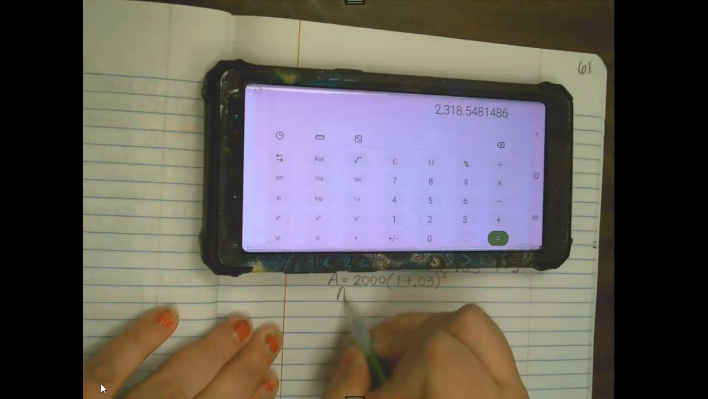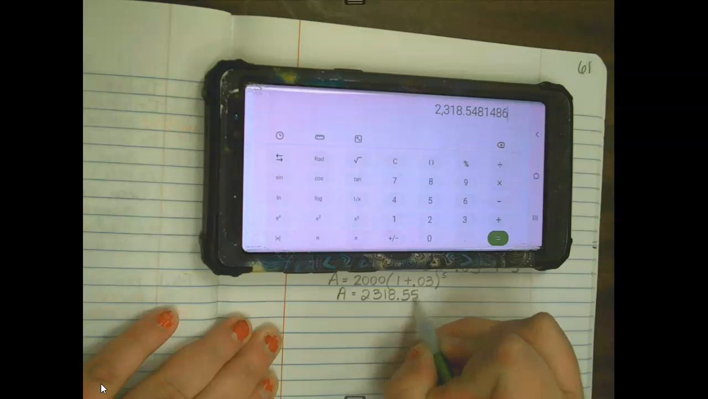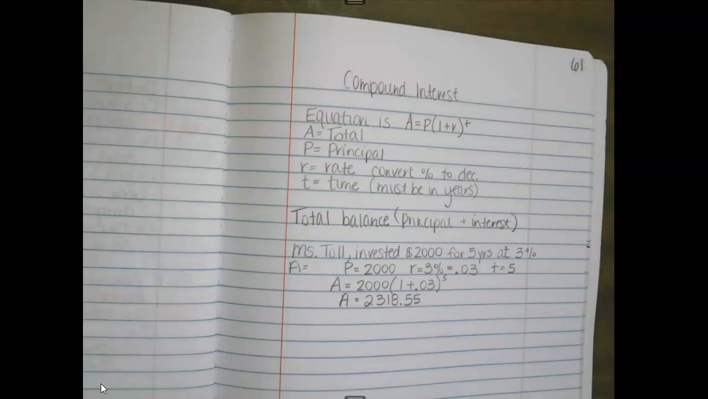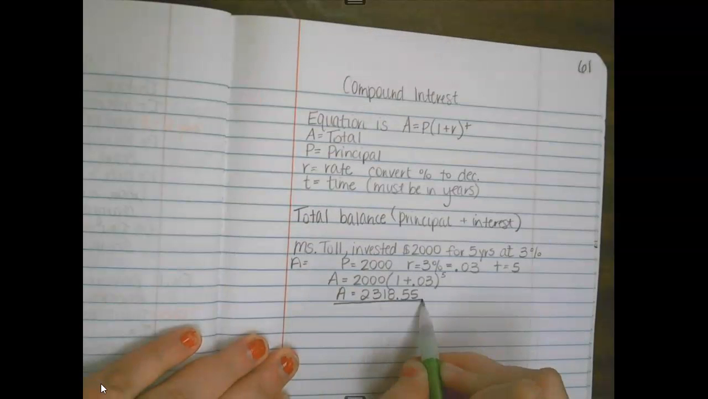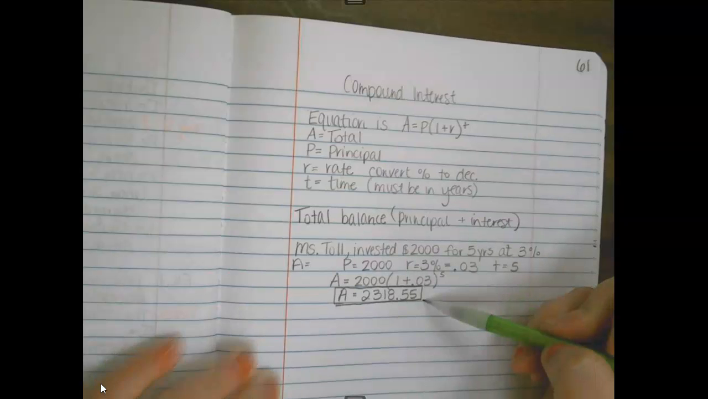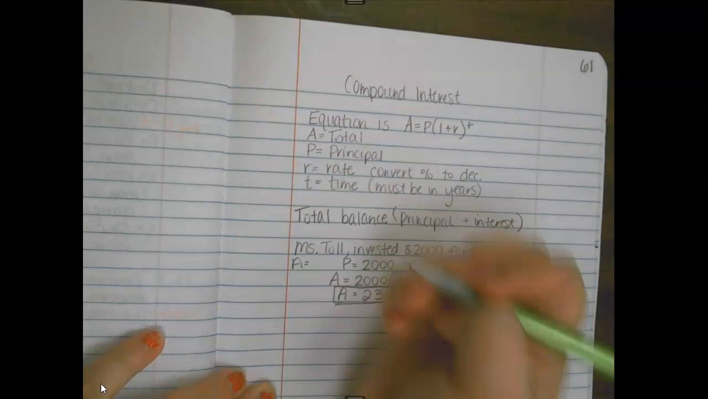So we get an A of $2,318.55, and we don't put the extra digits because it's money. So what that tells me is that she put in $2,000. Her total is now $2,318.55, which means that she got an interest of $318, because that's how much it grew by. All right, let's look at another example.